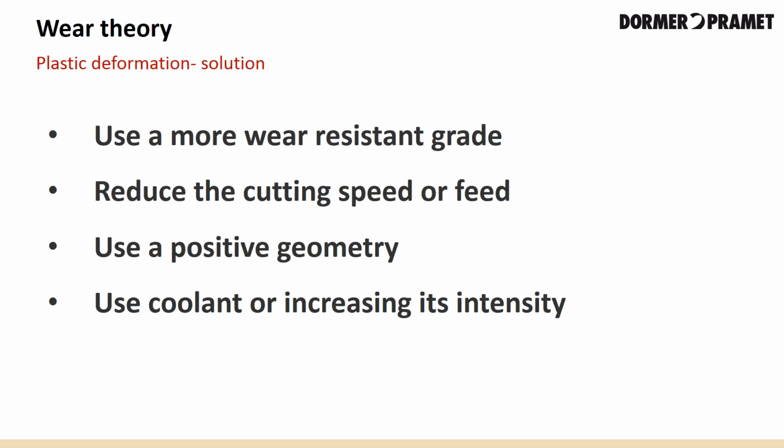So how do we eliminate plastic deformation or control it? We try to use a more wear-resistant grade. We can reduce the cutting speed or feed, use a positive geometry, or use coolant or increase its intensity. So until now, we have discussed the adverse effects dependent on cutting condition. And now let's look at other types of wear as well.